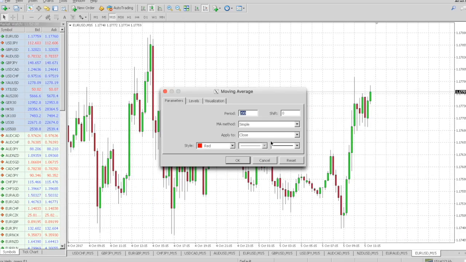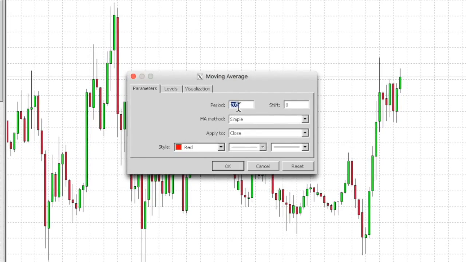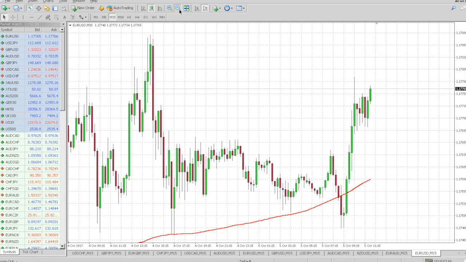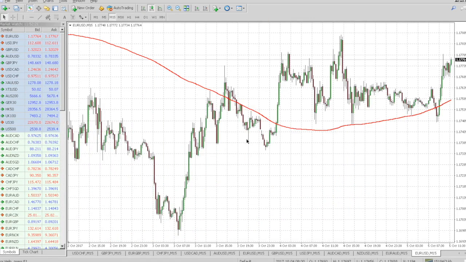And the first moving average you can put is the 200 moving average. So put 200, red, and you can make the line thicker, right? This one, thick line, okay. So you've got a 200 moving average. There, that's your 200 moving average.